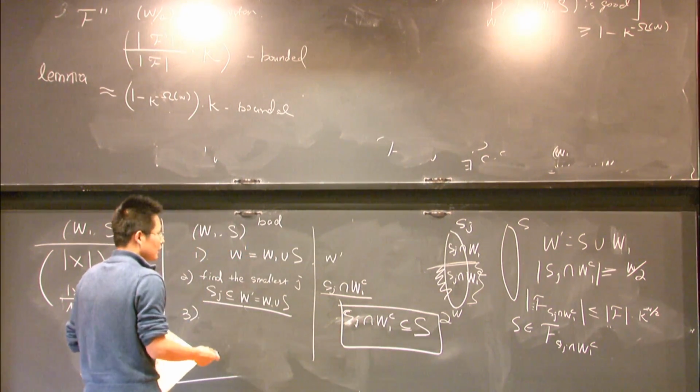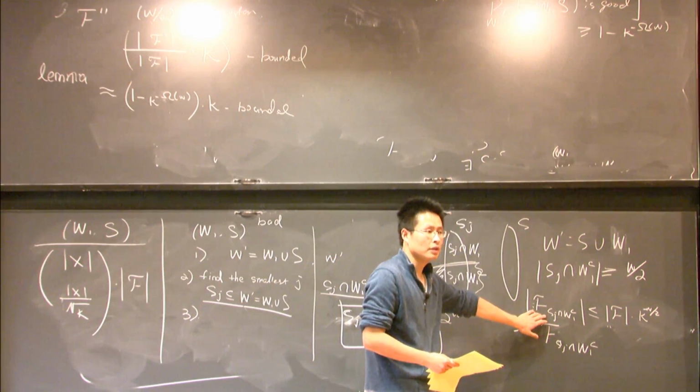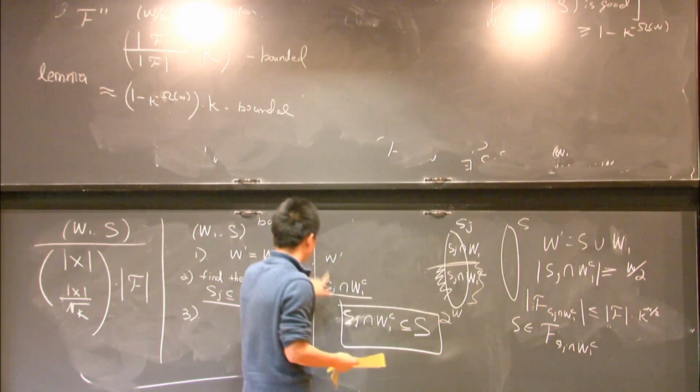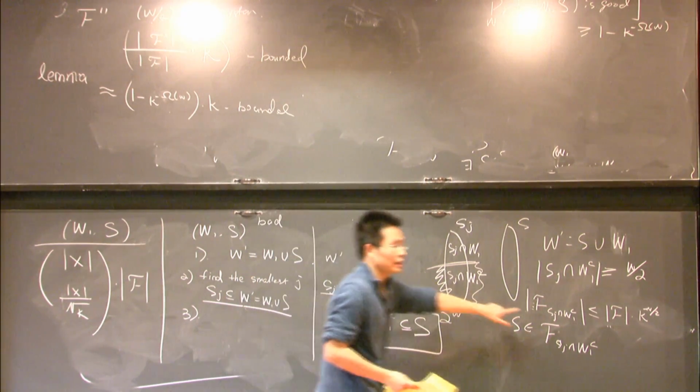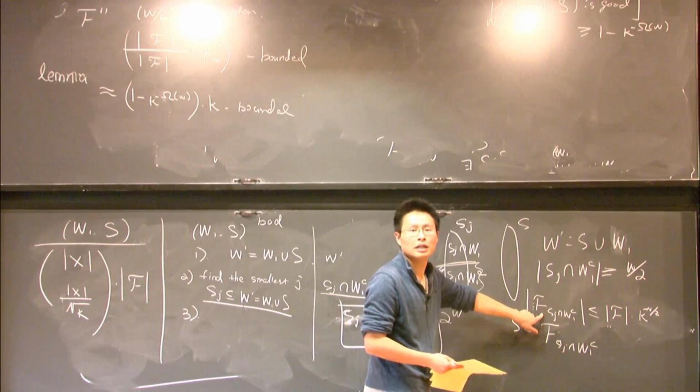Now the third thing is that we can identify, so now we can recover this link. Given W prime and this set, we can recover this link. This link is small. Right? Is that clear now?